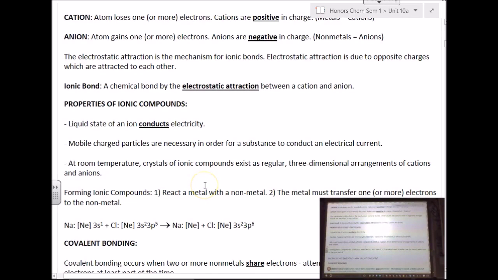Some properties of ionic compounds. They like to conduct electricity. So, for example, if I took a bathtub and put pure water, distilled water, in it, and you got in there, and say you plugged in your toaster right next to it, held up the toaster and dropped it in, what's going to happen?